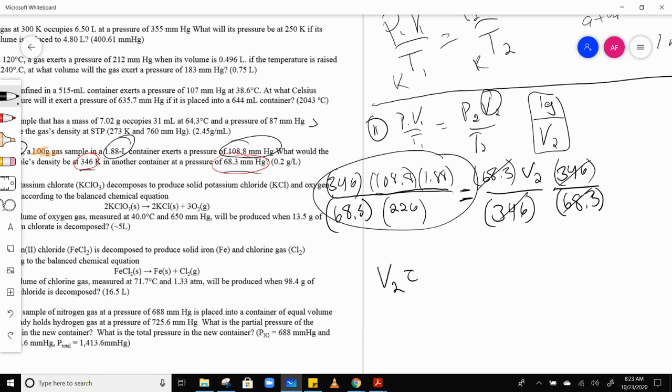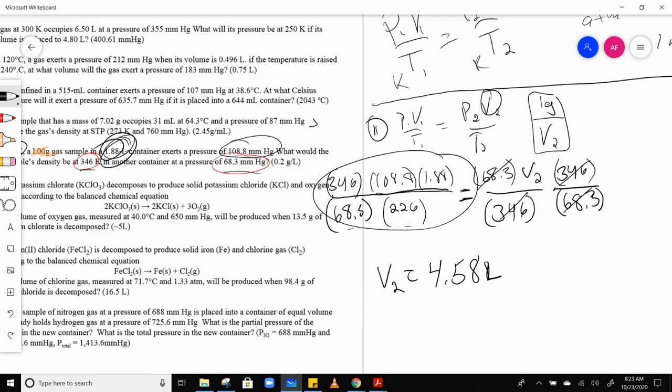346 times 1.88 divided by 68.3 divided by 226. Anything on bottom, we just divide by that, okay? Don't multiply. So the second volume is 4.58. Okay, now is it milliliters or liters? Well, in the problem we had liters, so that's liters.